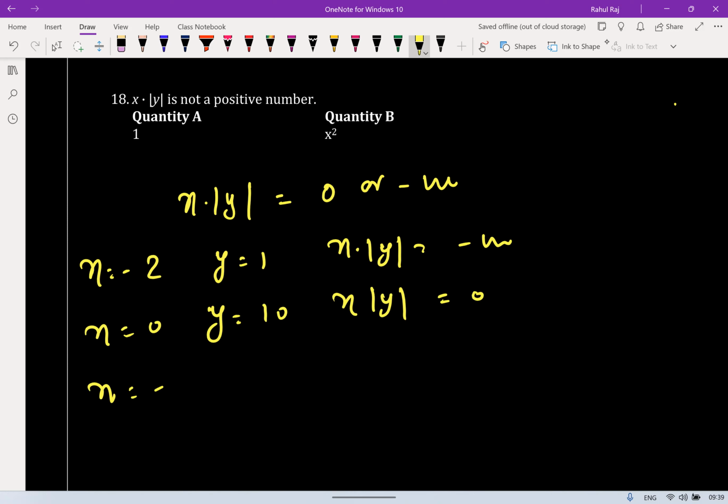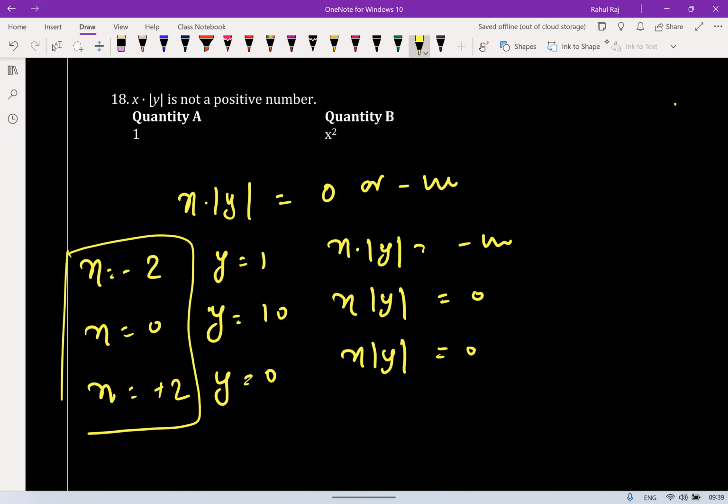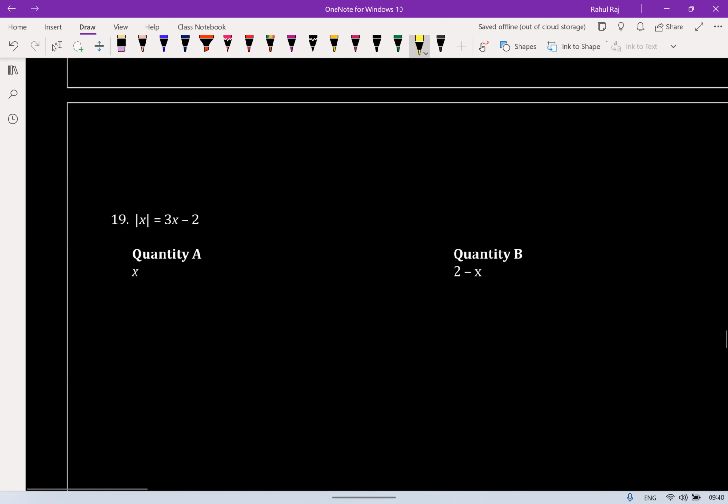x can be negative, x can be positive too. How does it matter? And y is equal to 0, so x mod y is still 0. I can understand that x can be negative, positive, and 0, all. It says quantity 1 now. Imagine if x is -2 or +2, x square will be greater than this. But if x is 0, 1 will be greater than this too. Yeah, exactly. Absolutely straightforward, finally, for once.